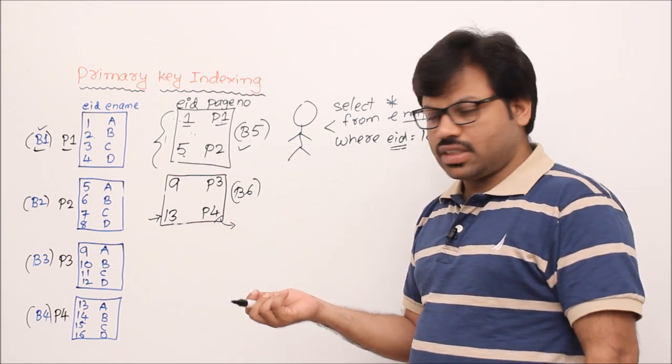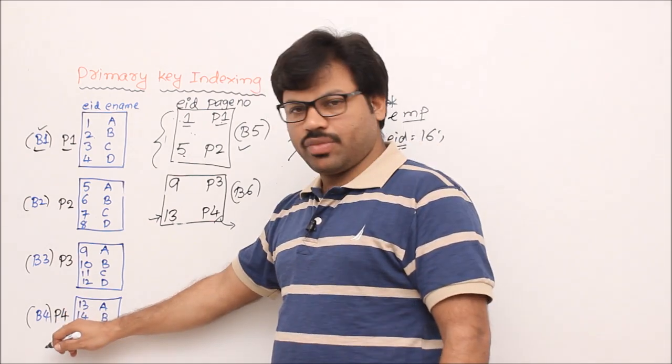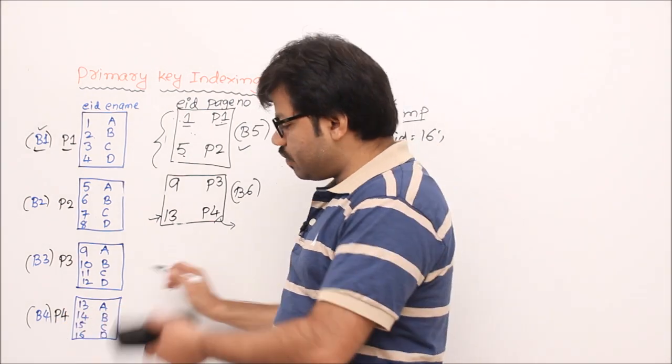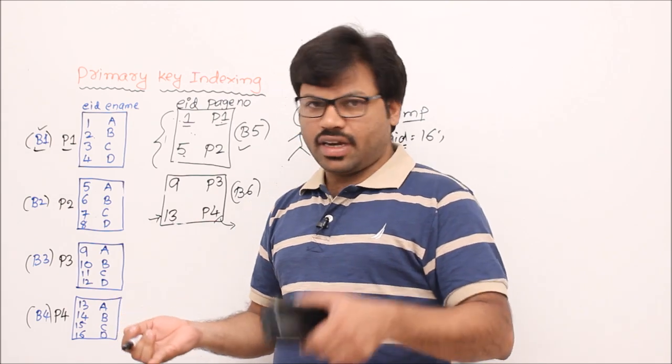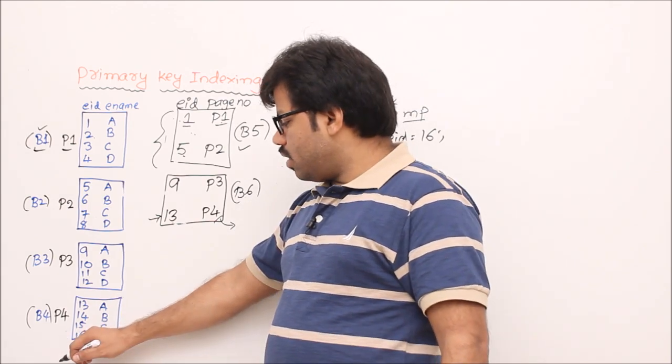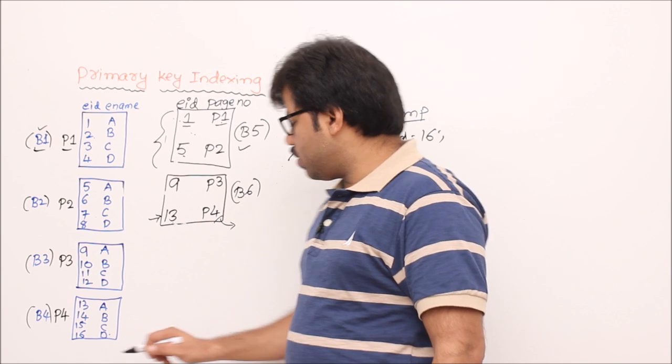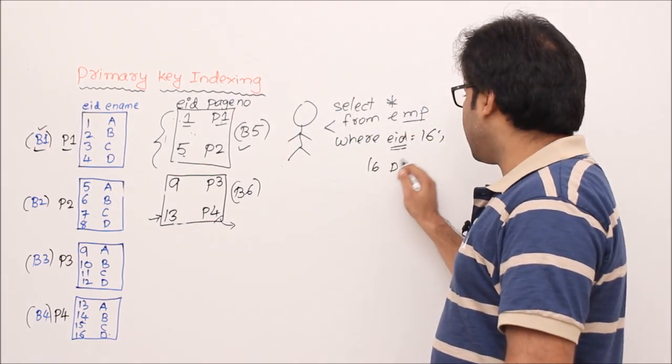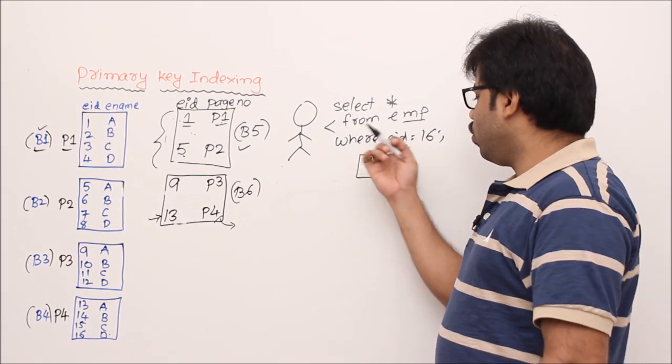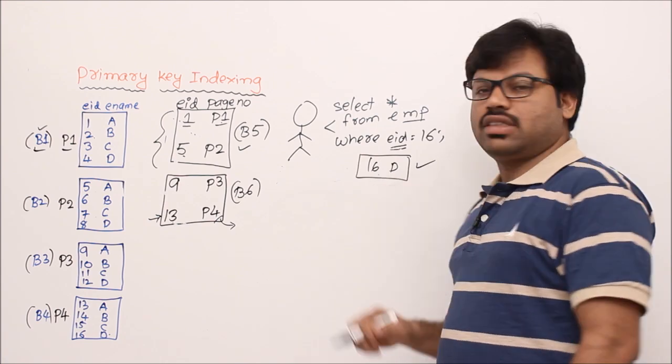If there is a 16, it will be in page number 4, and we come here and transfer that into main memory and search it. So it will be here and you get it. So finally we can output like this. My dear user who wrote this query, the answer is 16 comma D.